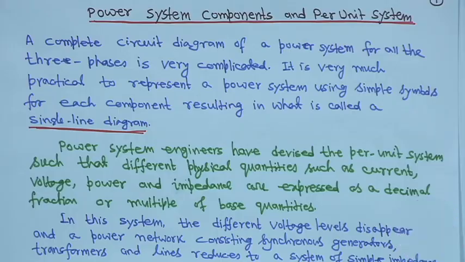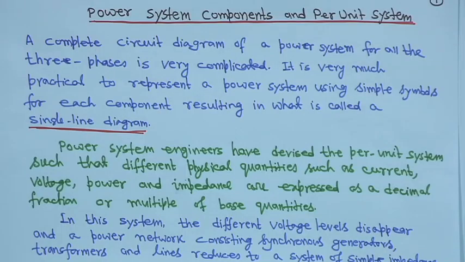then transformers, circuit breakers, and many other devices like shunt capacitors, reactors or FACTS devices, and all the other components. If you put it together, it looks very complicated. So, it is very much practical to represent a power system using simple symbols for each component, resulting in what is called a single line diagram.